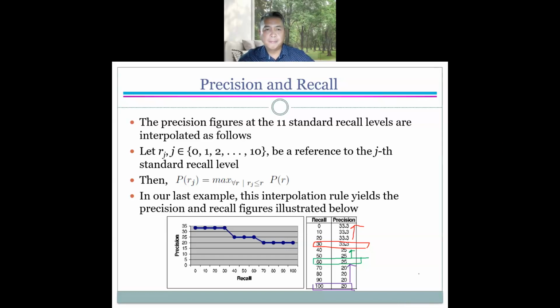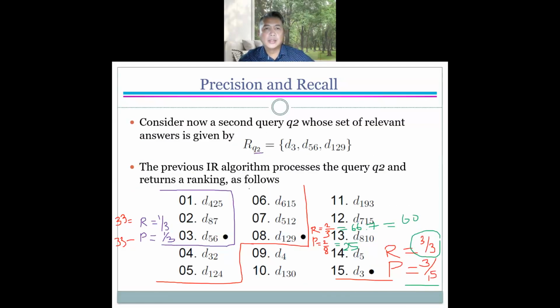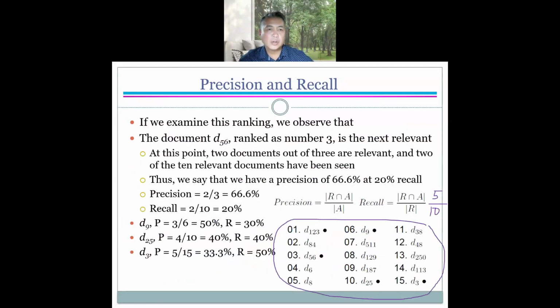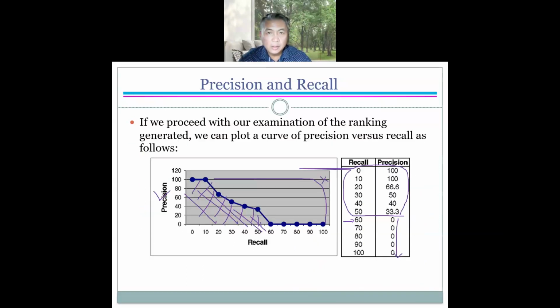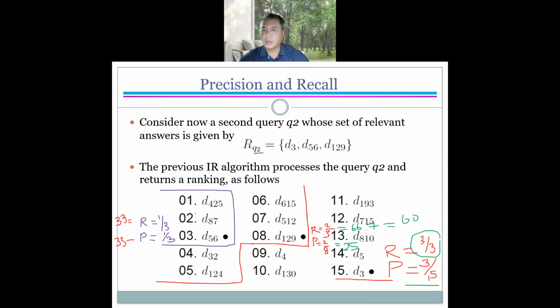Okay. So this is based on query number 2. The previous one was based on query number 1. Imagine that you have two queries, and you want to find the average performance of the system based on query 1 and query 2. So this is your query 2.